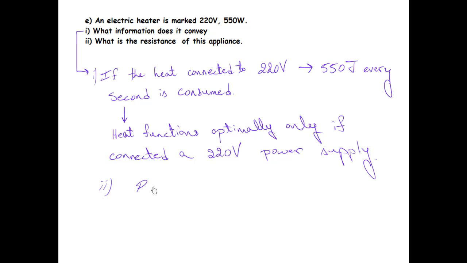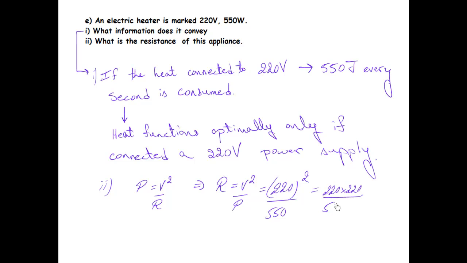To calculate the resistance, we can use the formula P is equal to V square upon R. So R is equal to V square upon P. We have been given the voltage at which it is working, 220 volts, and the power is 550 watts. So this turns out to be 220 into 220 upon 550, and 55 fours are 220. So therefore the answer is 88 ohms.